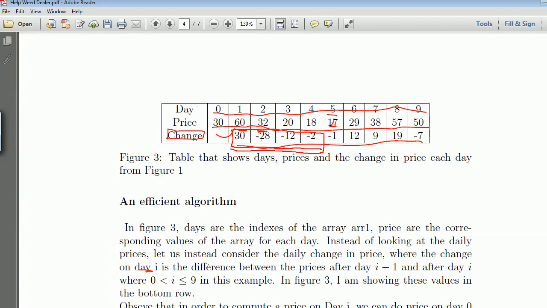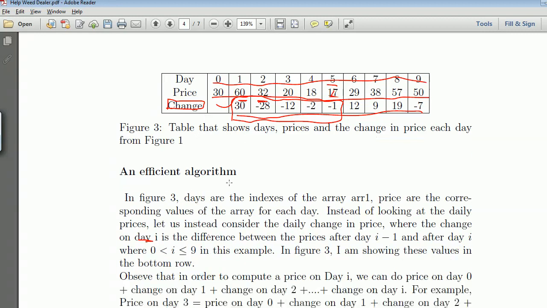So 30, including this one. Actually, I could add all of these to get the price on 6th day. So 30 plus 30 is 60, minus 28 is 32, minus 12 is 20, minus 2 is 18, minus 1 is 17. So let's observe this pattern here.